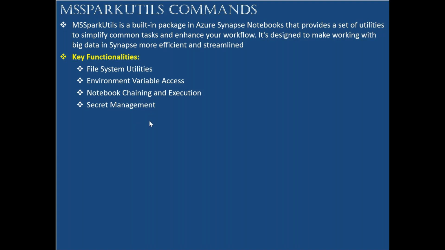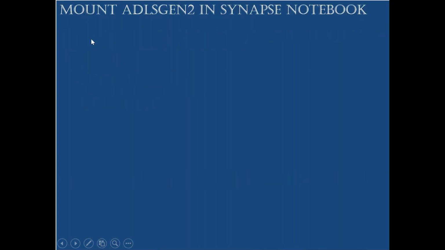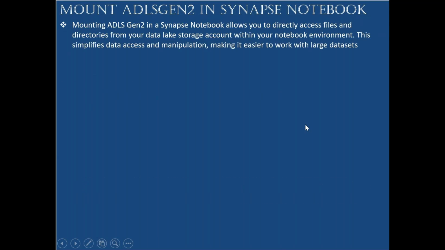You will get to know more today. We will start the hands-on on the MS Spark utilities. Even if you want to connect to the data lake storage, we will be using MS Spark utilities. Mounting ADLS in Synapse notebooks allows you to directly access files and directories from your data lake storage account within your notebook. The advantage of mounting is, once you connect to the data lake from the Synapse notebook, after connection you can access directories and files directly.